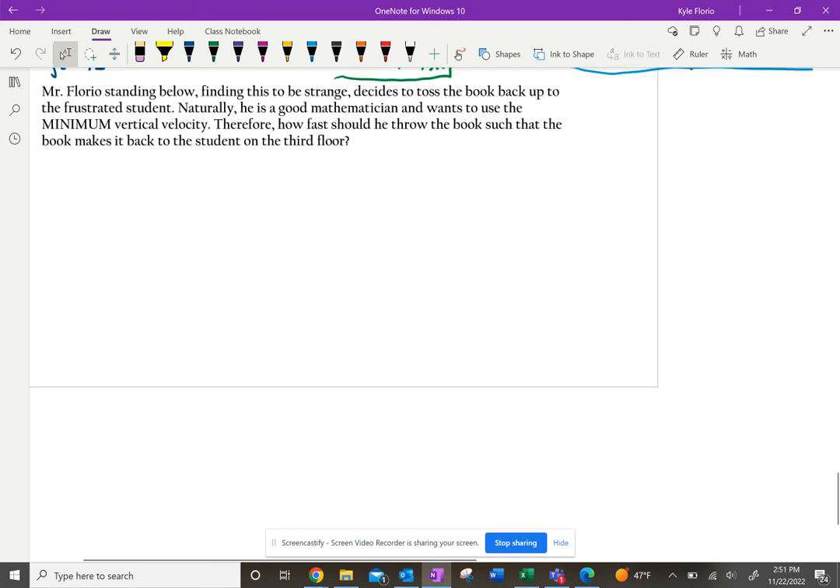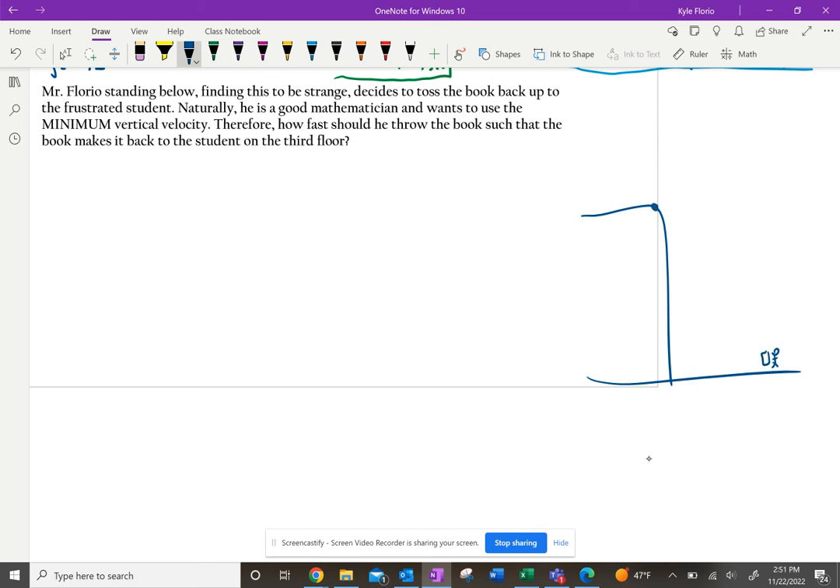And now, last but not least, Mr. Florio, standing below, finds this to be strange and decides to toss the book back up to the frustrated student. Naturally, he is a good mathematician and wants to use the minimum vertical velocity. Therefore, how fast should he throw the book such that the book makes it back to the student in the third floor? So I am standing on the ground right here, puzzled by this book I found that says calculus.